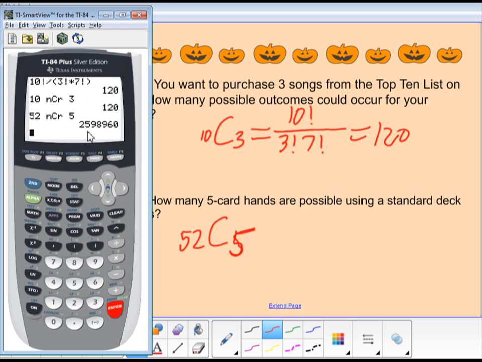And I see that there are 2,598,960 different 5-card hands in a deck.